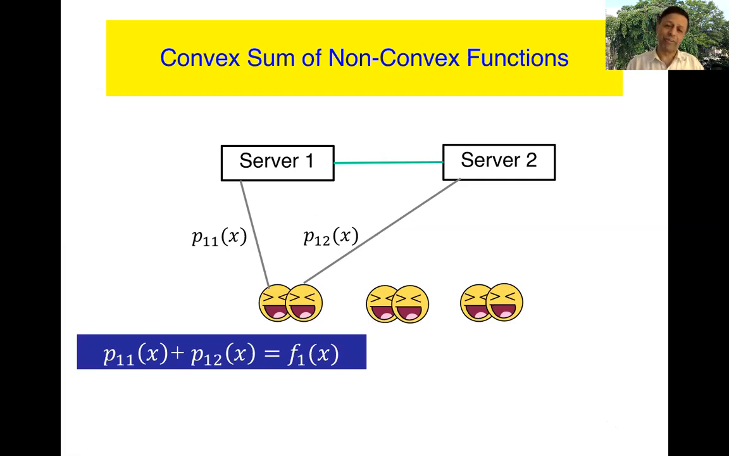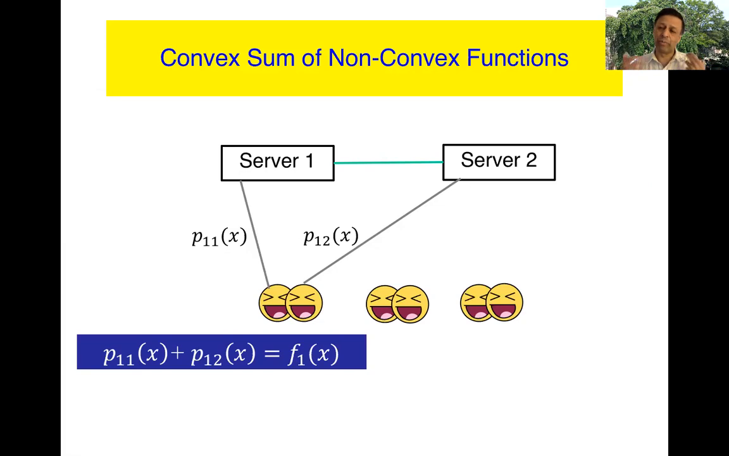Now I'm going to write that f1 of x as a summation of 2 different cost functions. Let's call those p11 of x, p12 of x. Here the indices, p11, the first index, is the agent ID. We're talking about agent 1. And the second index is the server it's talking to. So p11 of x is a cost function that agent 1 pretends to have in its communication with server 1. p12 of x is a cost function that agent 1 pretends to have when it communicates with server 2, such that the 2 cost functions add up to f1 of x.